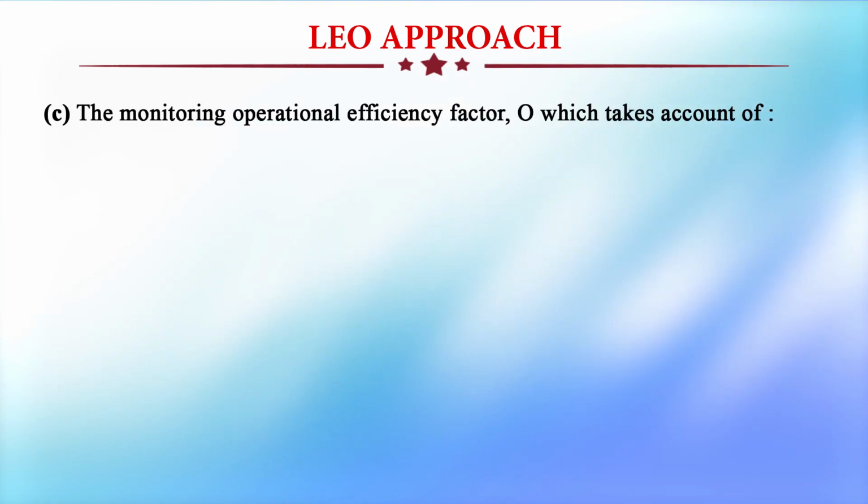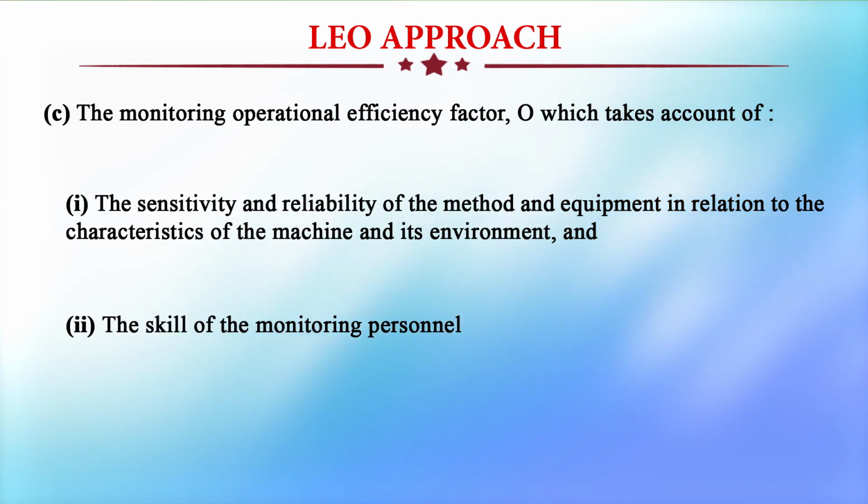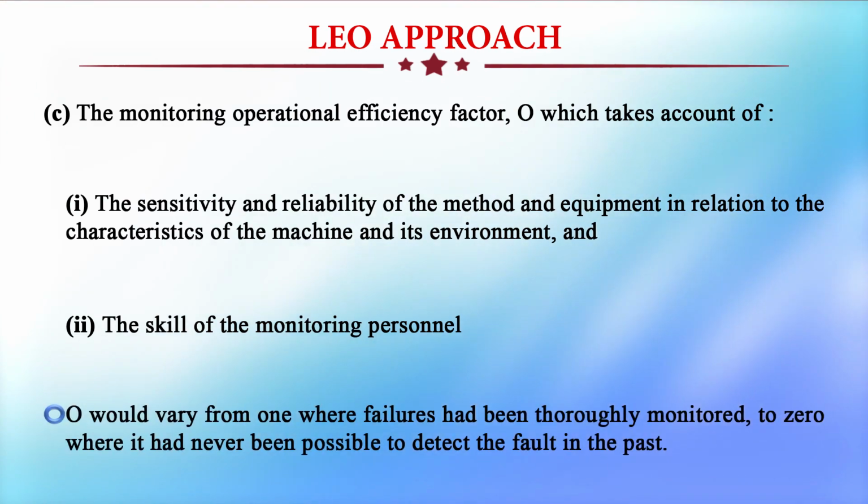Then the monitoring operational efficiency factor O takes account of, one, the sensitivity and reliability of the method and equipment in relation to the characteristics of the machine and its environment, and two, the skill of the monitoring personnel. O would vary from 1 where failures had been thoroughly monitored to 0 where it had never been possible to detect the fault in the past.